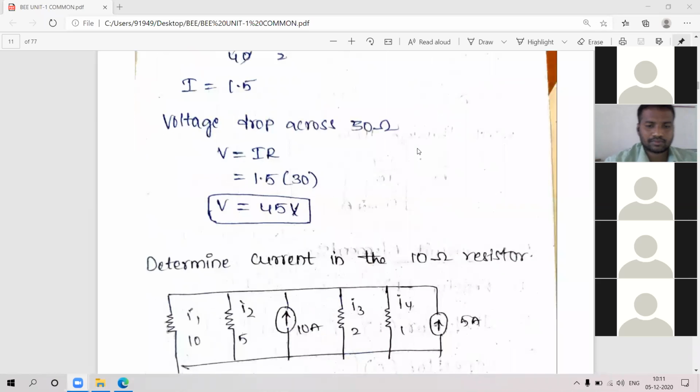Determine the current in the 10 ohm resistor. Current in the 10 ohm resistor, and tell me the answer for that. Here in the problem, two sources are given. One is 10 amperes, another one is 5 amperes.